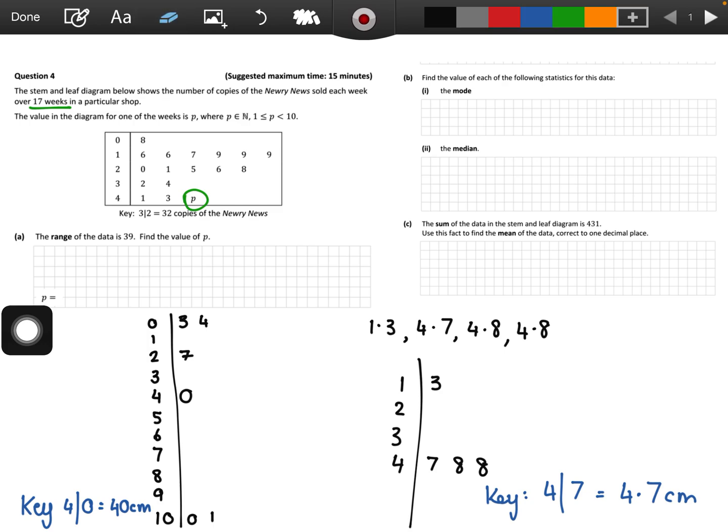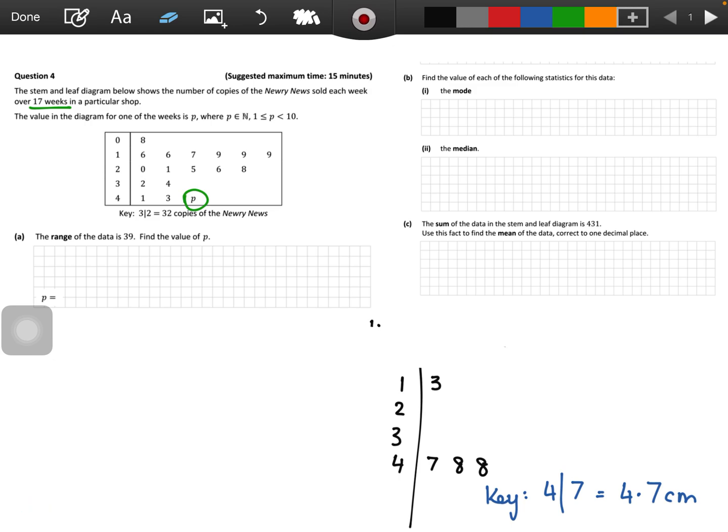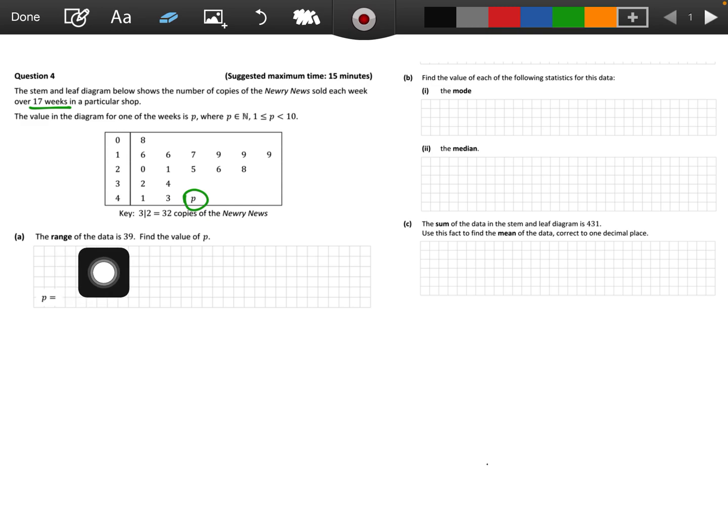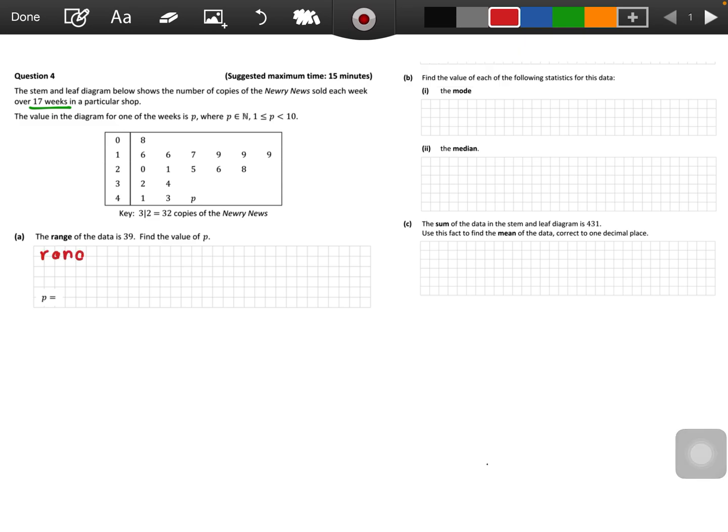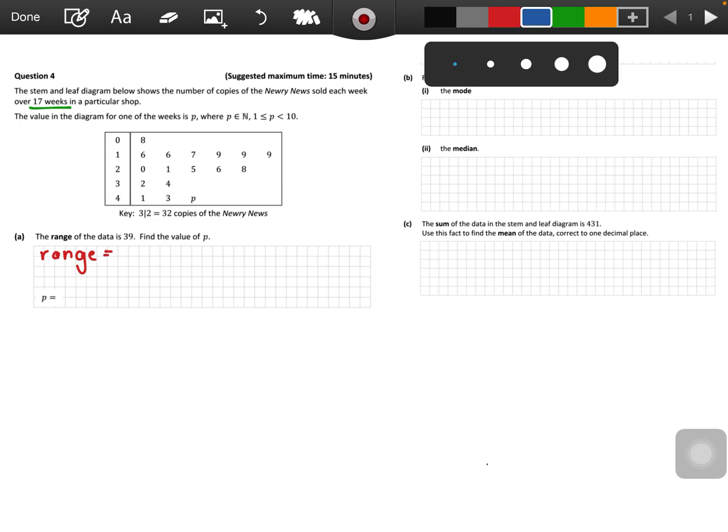Okay, so we are given in part A the range of the data. It says the range of the data is 39, find the value of P. So as a little recap, what is the range? Well, the range is the difference between the maximum and the minimum values. So it's the maximum value take away the minimum value.